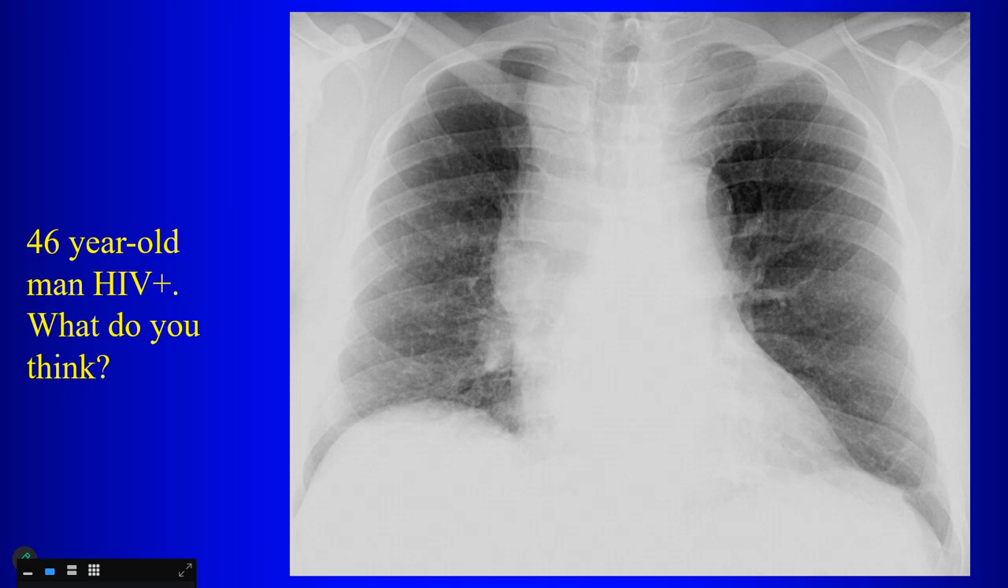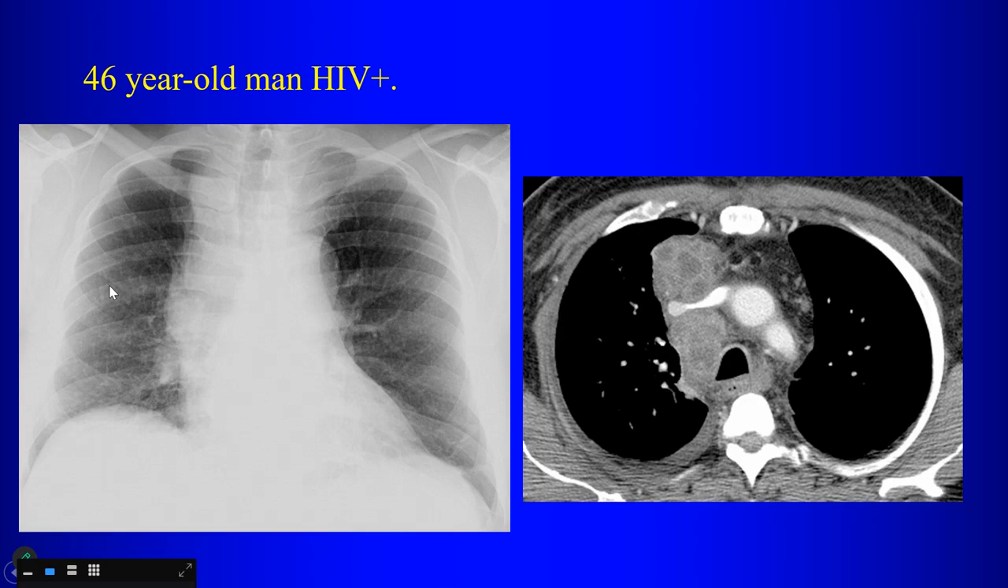Tuberculosis. Anything else? Lymphoma. Anything else? Also, atypical mycobacterial infection, especially if the CD4 count is low, right? If the CD4 count is very low, atypical mycobacterial infection can also result in lymphadenopathy in these patients. Here's the CT scan on this patient. So what is the CT showing us?